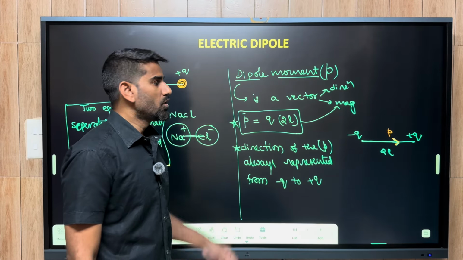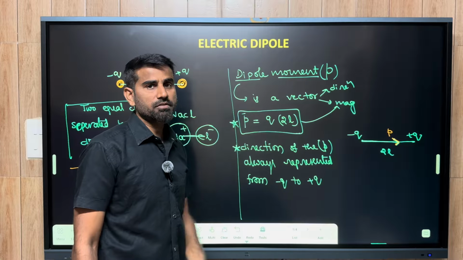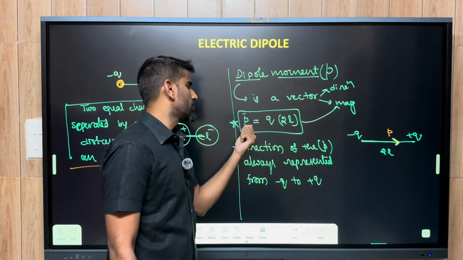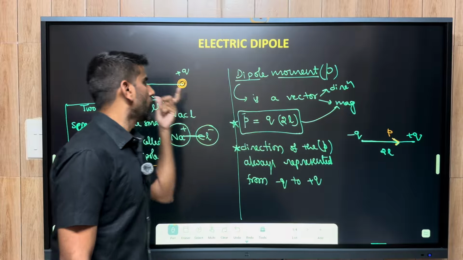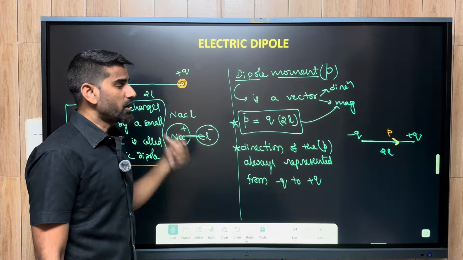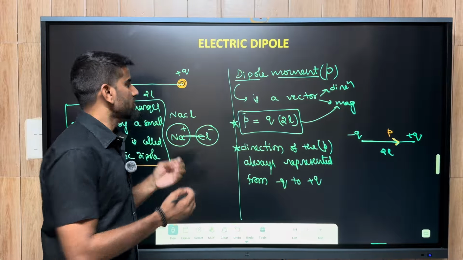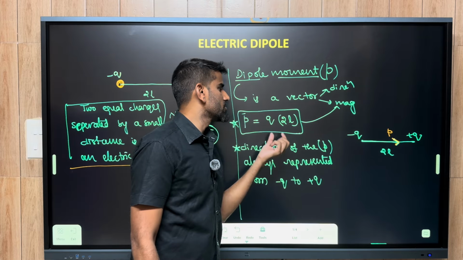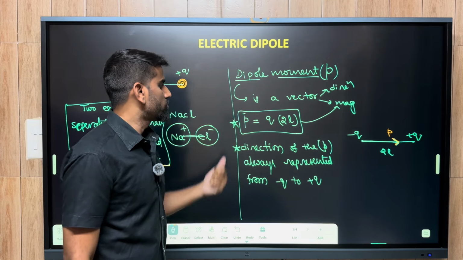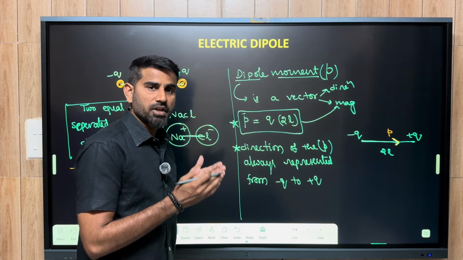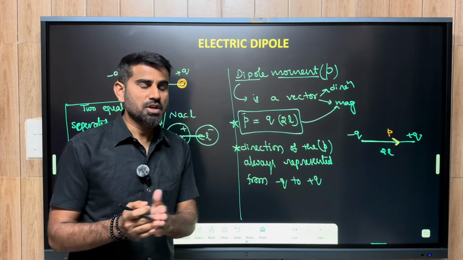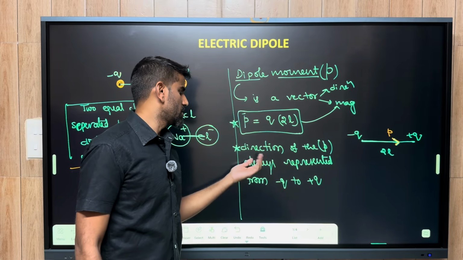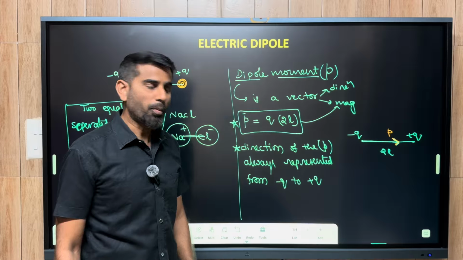Is that clear? As dipole moment is a vector quantity, it will have both magnitude and direction. The magnitude of the dipole moment can be determined by using this formula, q into 2l. What is q? One of the charges in the dipole, and 2l is nothing but the separation between the two charges. Q into 2l gives the magnitude of the dipole moment. And to find the direction, we have to identify the location of the negative charge and the location of the positive charge, and draw an arrow from negative to positive to showcase the direction of the dipole moment.